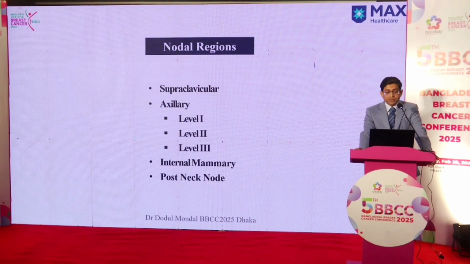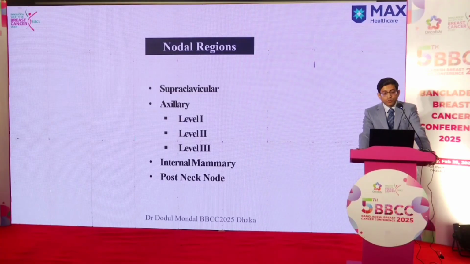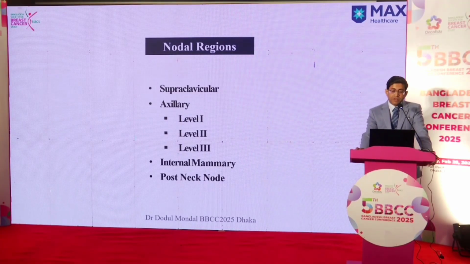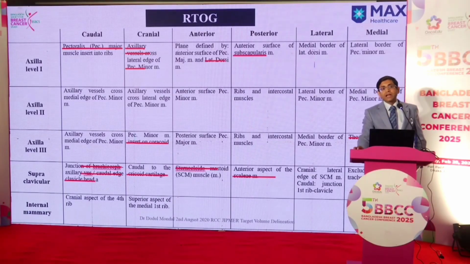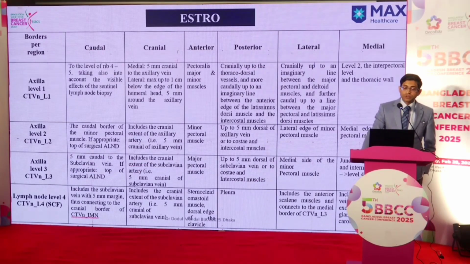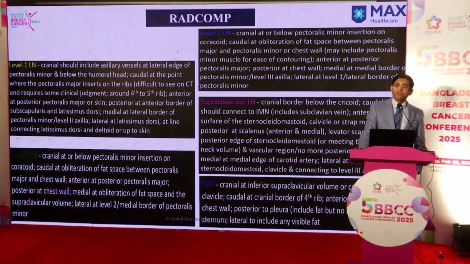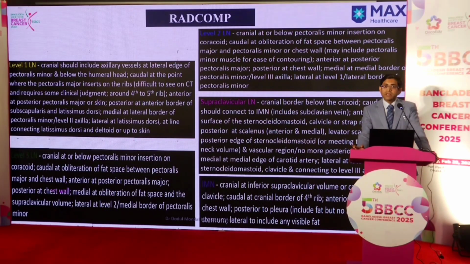So these are the nodal regions we need to contour, like supraclav, axilla level 1 to 3, IMN, and posterior neck node. I will not discuss the posterior neck node because in routine clinical practice we do not do that. So supraclav, level 1 to 3 axilla and IMN, that is where I will focus more. Different guidelines are there, RTOG, ESTRO, and very recent, the RADCOMP. You can decide on any one of them, all of them are good. It's always good to follow any particular guideline so that you can generate your data systematically, and that will be a better thing to compare.